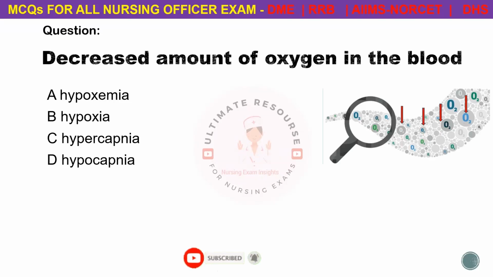Decreased amount of oxygen in the blood. Options are A. Hypoxemia, B. Hypoxia, C. Hypercapnia, D. Hypocapnia. The answer is A. Hypoxemia.